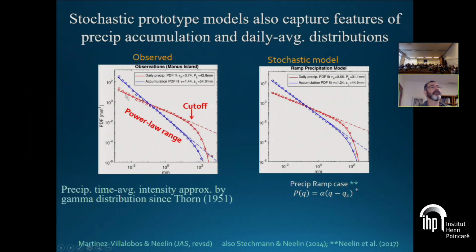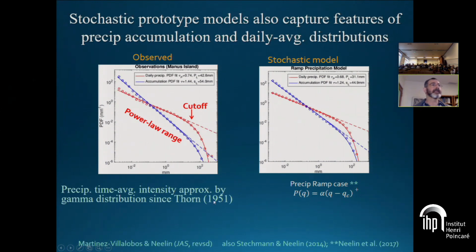When you average this up to a daily, you still have something that's approximately a power law range here. And when you look at this steep cutoff where you begin to drop roughly exponentially, that cutoff tends to match between the averaged intensity and the distribution of the accumulations. And then if you look in that stochastic model that I showed earlier, you can reproduce this behavior rather well.